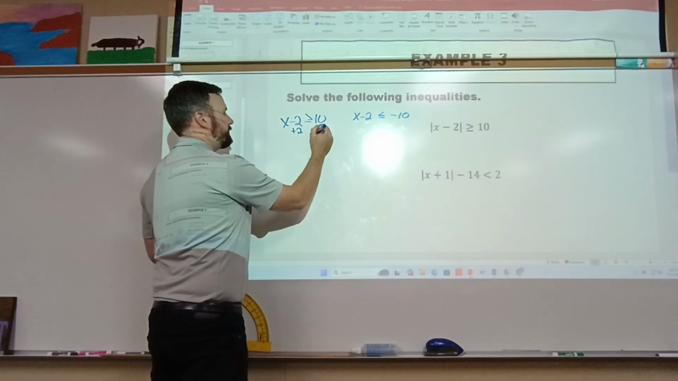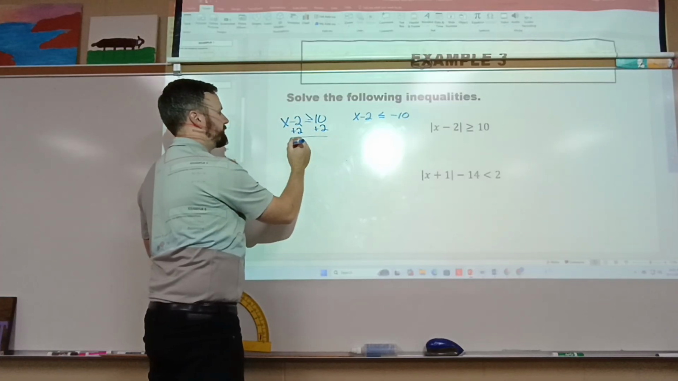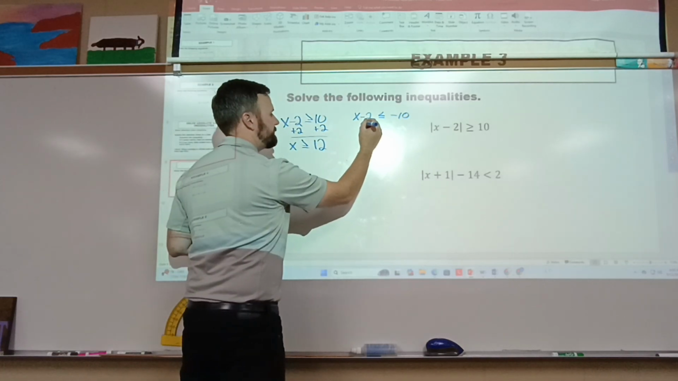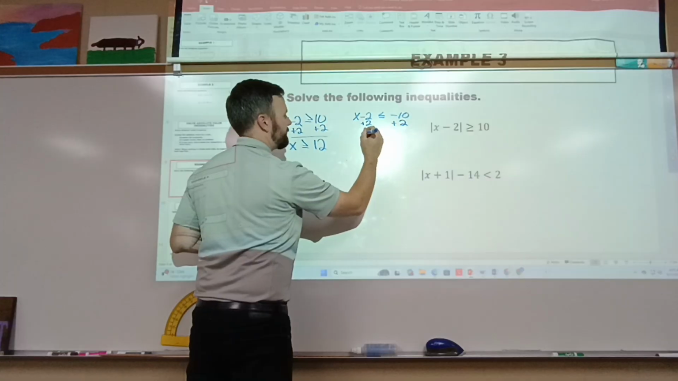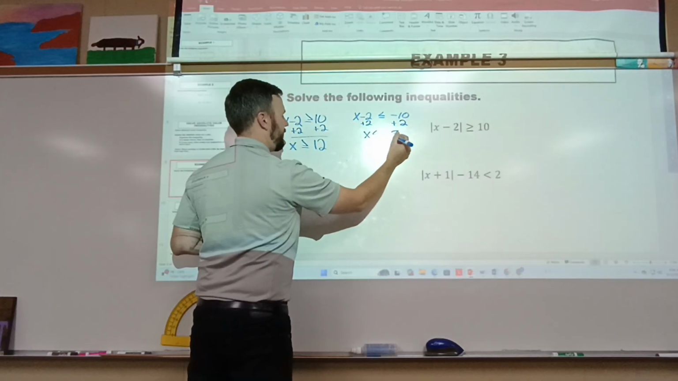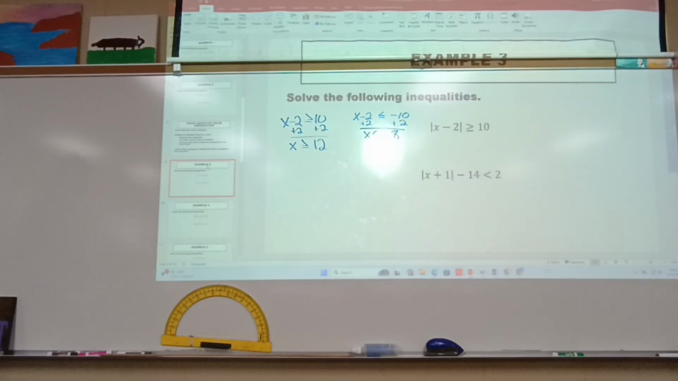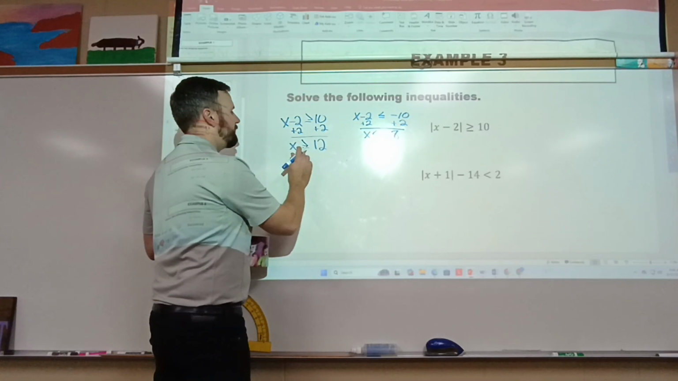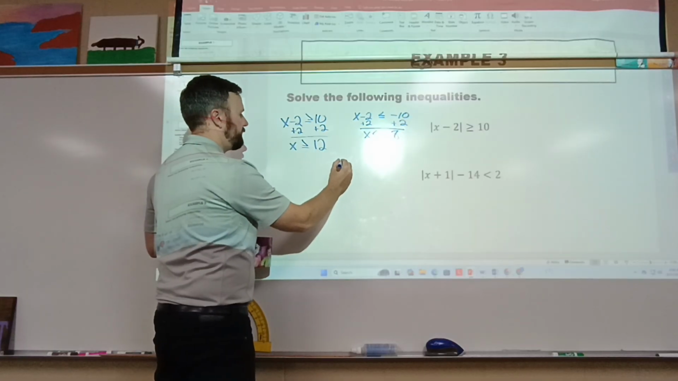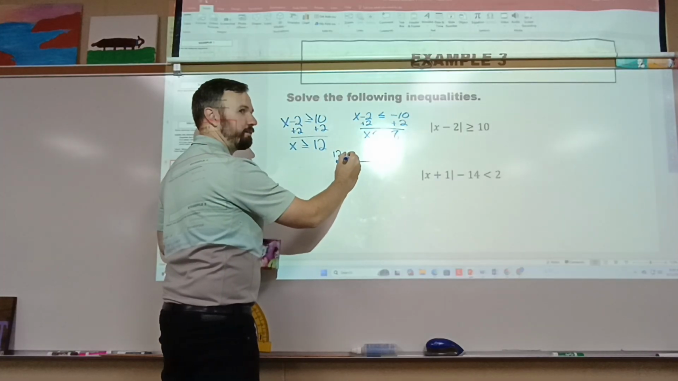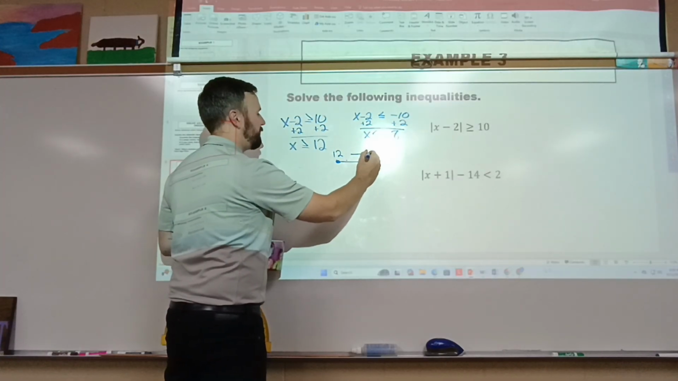I'm going to add 2. So now here it's just good old-fashioned algebra fun. If this isn't fun, what is? Exactly. So those are my 2 equations. What would that graph look like? X is greater than or equal to 12. So 12 to infinity.